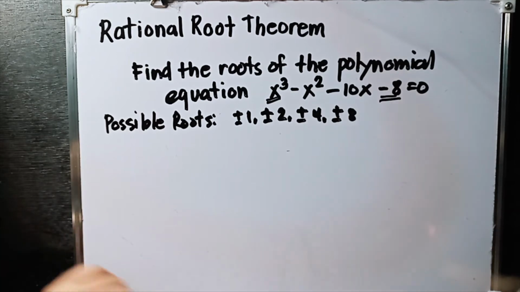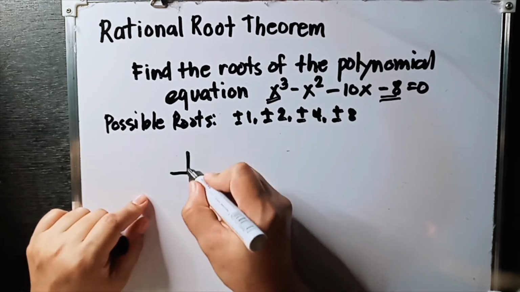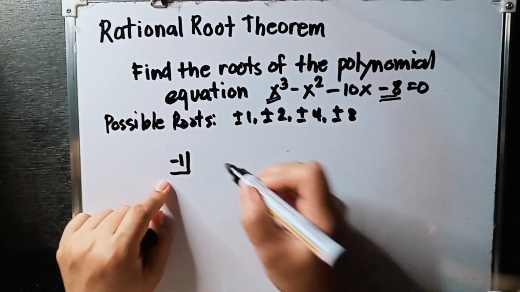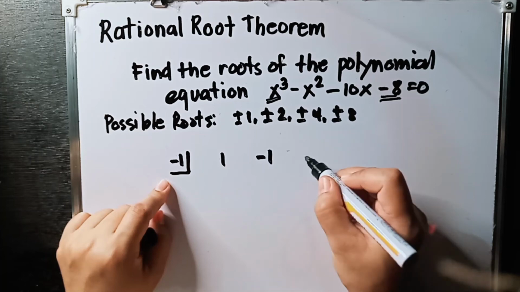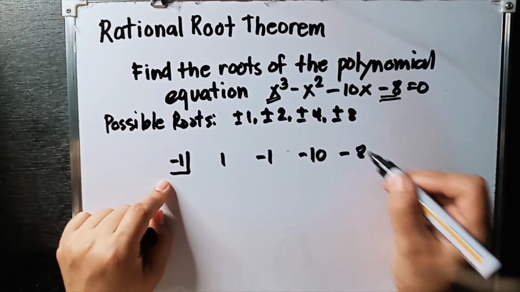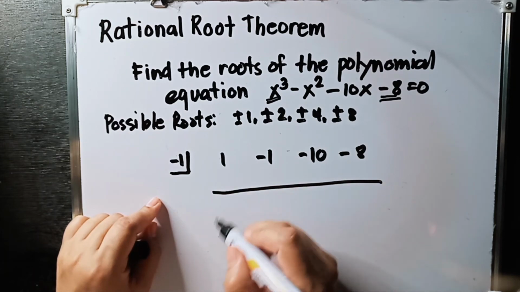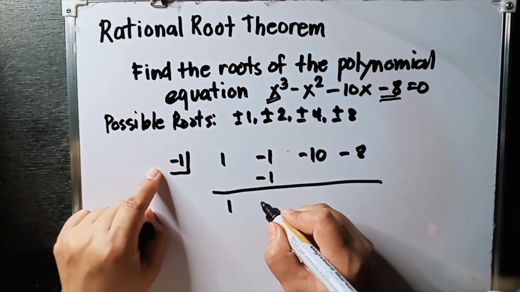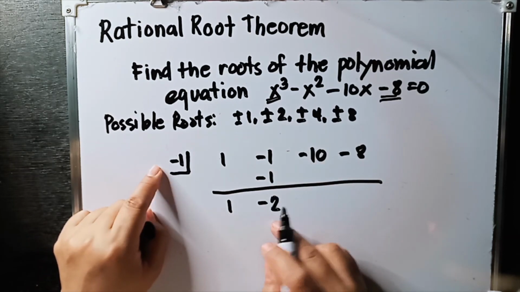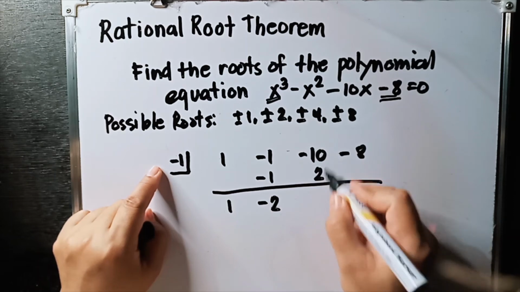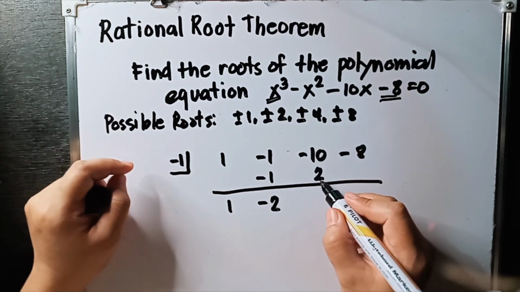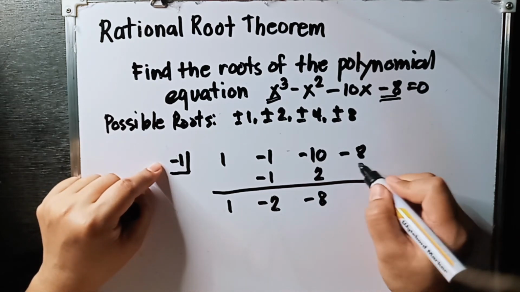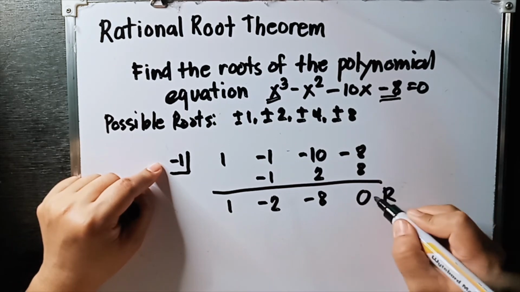Okay? So let us try if negative 1 is a root of this equation. So again, we have 1, negative 1, negative 10, negative 8. This is a trial and error, remember. So we bring down this one. 1 times negative 1 is negative 1. We add, which is negative 2. Then we multiply. We have positive 2. And then we add, negative 10 plus 2 is negative 8. Negative 8 times negative 1 is positive 8. Okay, the remainder is 0.